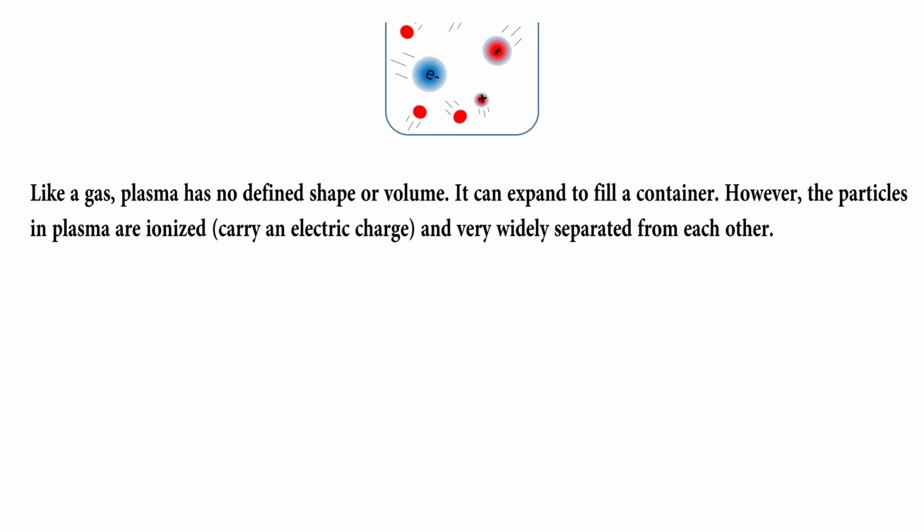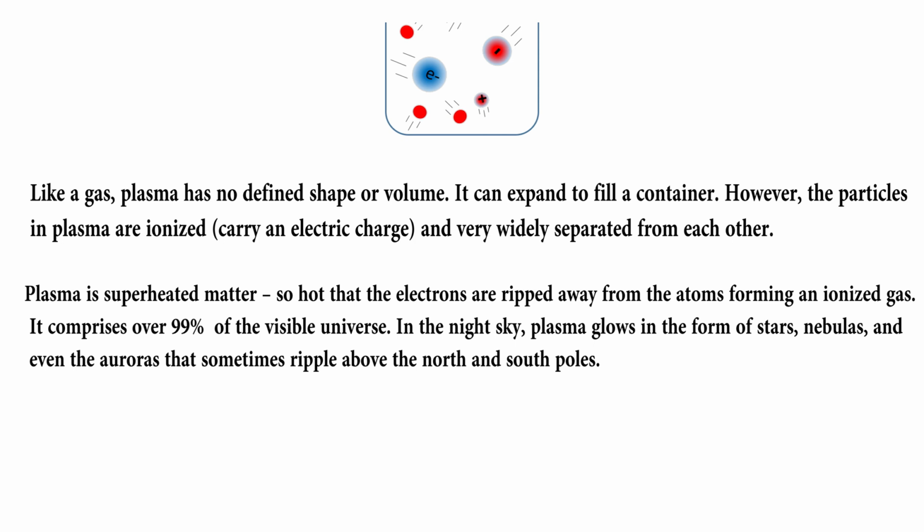Plasma. Like a gas, plasma has no defined shape or volume. It can expand to fill a container. However, the particles in plasma are ionized or carry an electric charge and are very widely separated from each other. Plasma is superheated matter, so hot that electrons are ripped away from the atoms forming an ionized gas. It comprises over 99% of the visible universe. In the night sky, plasma glows in the form of stars, nebulas, and even the auroras that sometimes ripple above the north and south poles.